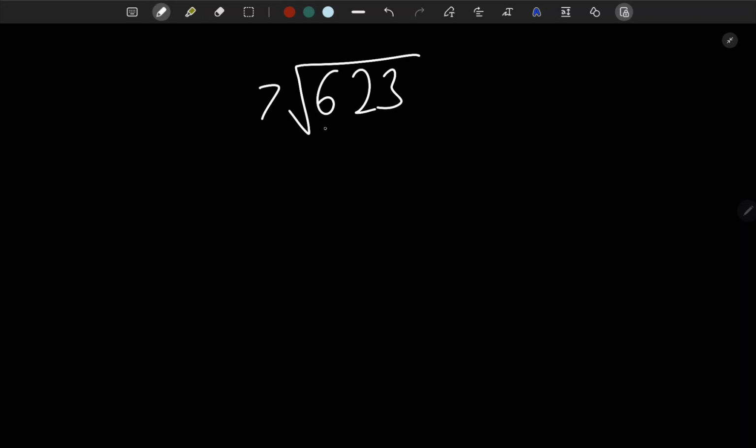So the first digit that we see is 6. Can we divide 6 by 7? The answer is no. So we need to take one more digit. It's going to be 62. What is 62 divided by 7?